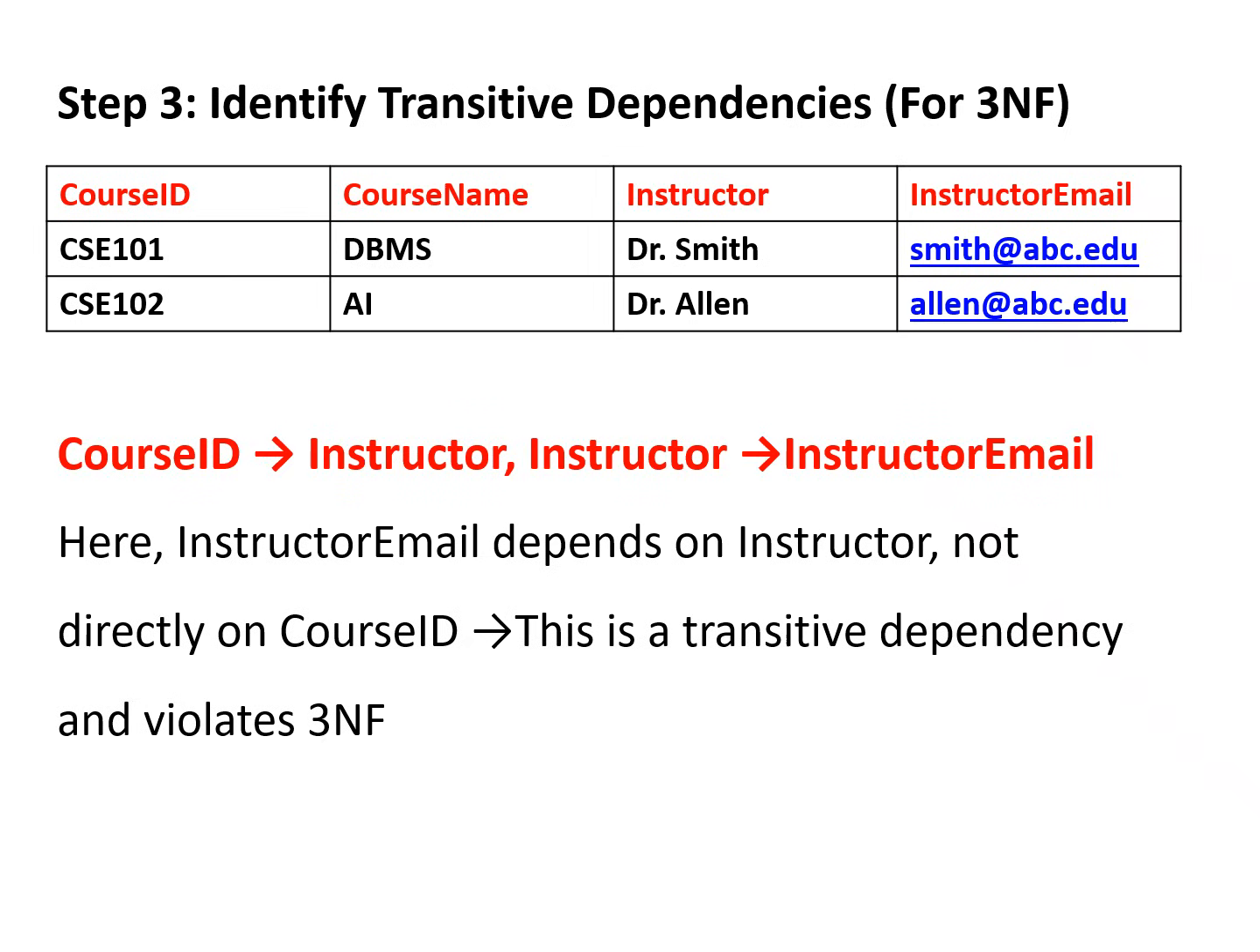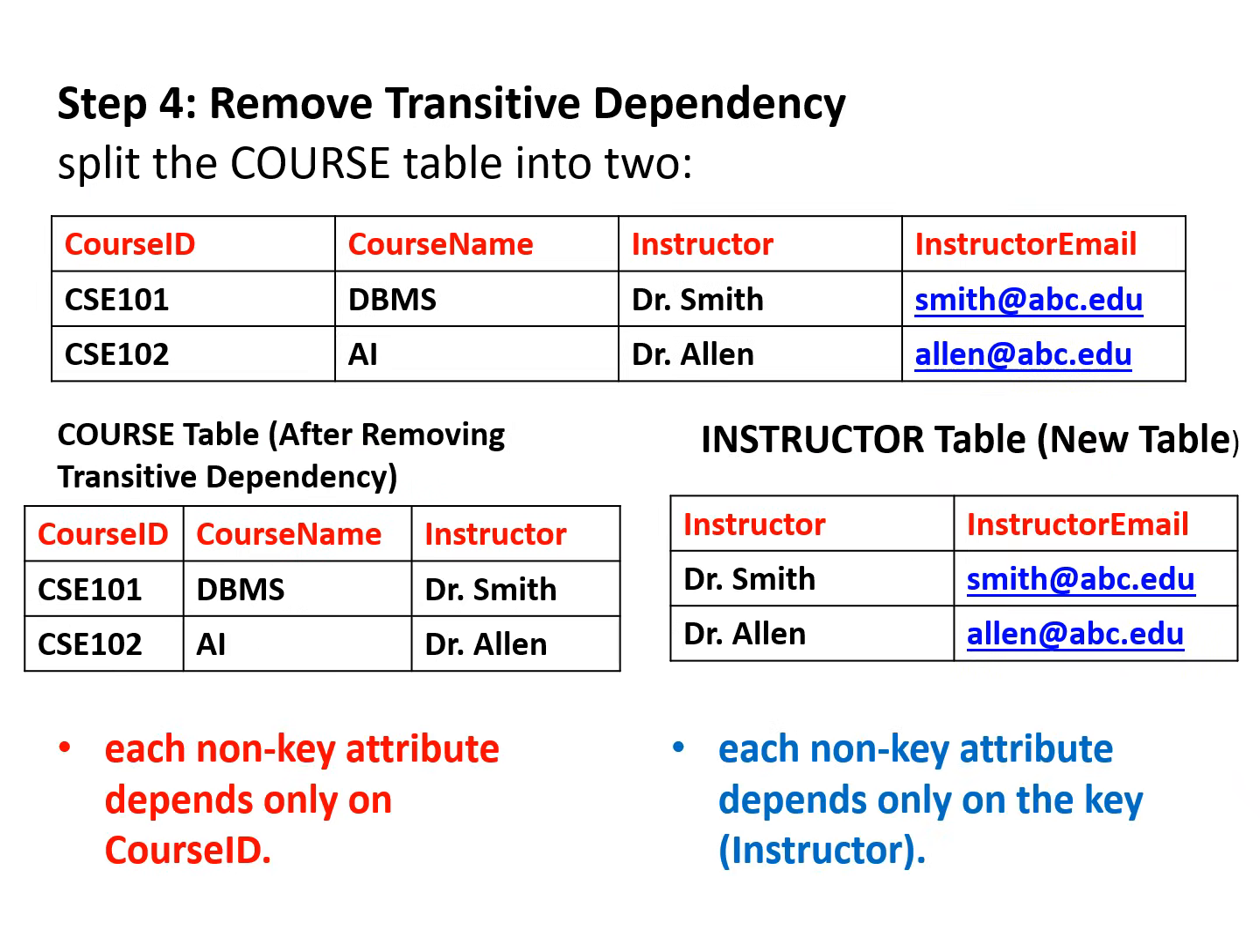Then how to avoid this? Again, we have to split the table. We have to remove this transitive dependency, so we split the course table into two. Course ID, course name, instructor, and then instructor email are here. So the course table after removing the transitive dependency has only course ID, course name, and instructor. Then we create a new instructor table, which has only the instructor and instructor email.